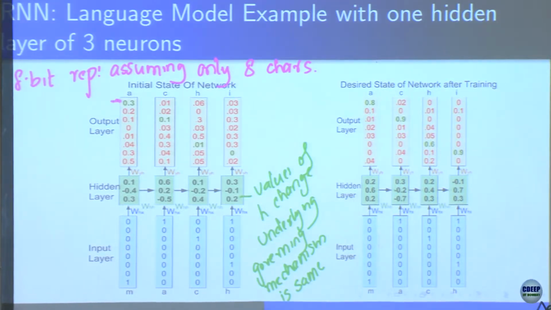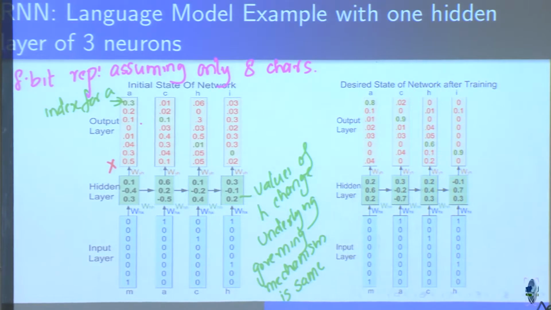So this is the index for A, but unfortunately it is not peaked, it is just 0.3. In fact, something else has peaked, 0.5 has peaked, which means after M the network initially is not suggesting A, it is suggesting some other character. It is not yet fond of machine learning, right. So how do you make it fond of machine learning? That is the target state, the target desired network state after training.